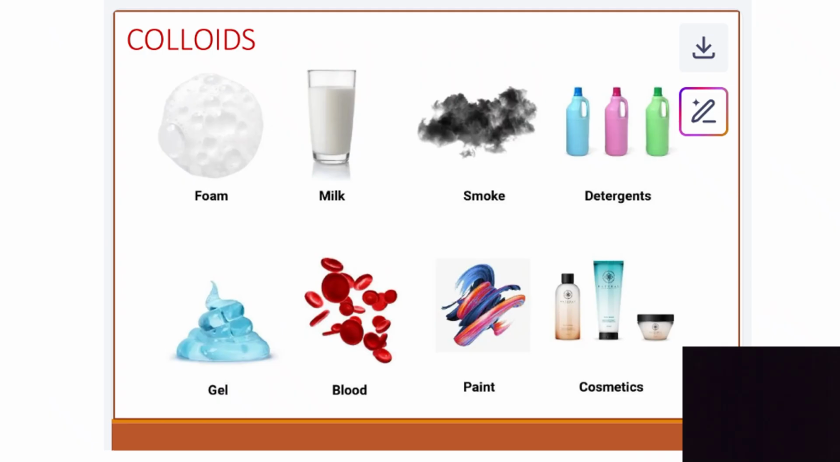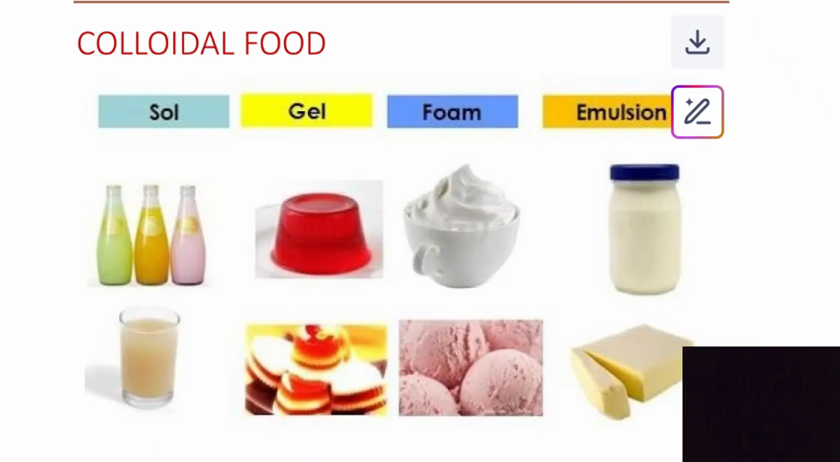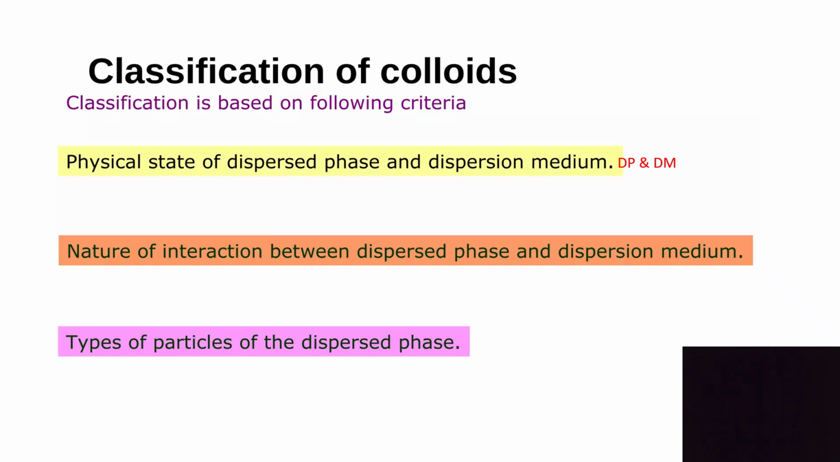Some examples of colloids are foam, milk, smoke, detergents, gel, blood, paint and cosmetic items, and some colloidal foods: sol, gel, foams, emulsions, etc. And now, the classification of colloids.